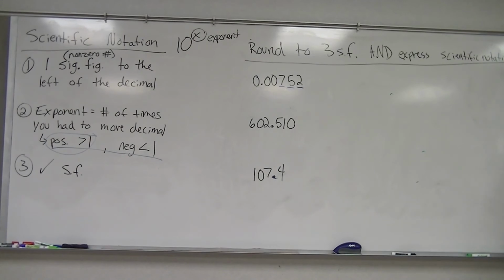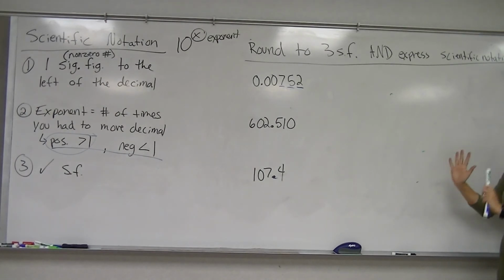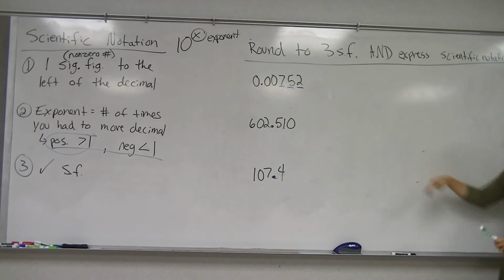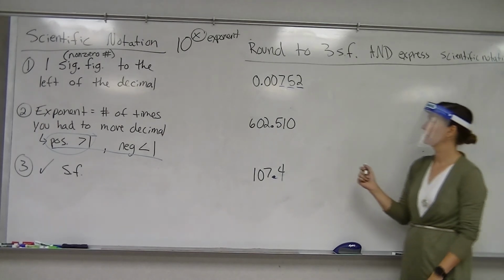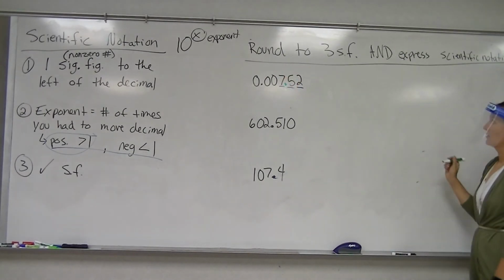And so we're going to express this in scientific notation, just like we did before. The rules are still up. Where do we want our decimal point in scientific notation? Between what 2 numbers? The first whole number. So that would be after the 7, between the 7 and the 5.